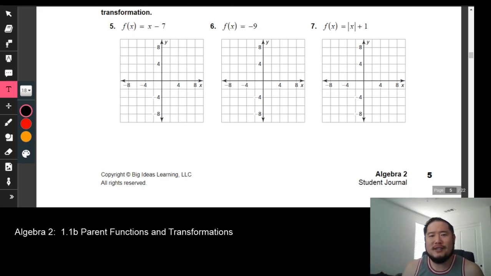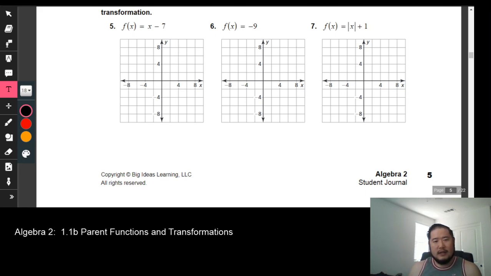All right, we're going to continue section 1.1, and this time we're going to be looking at, or actually being able to graph these parent functions and their transformations. So let's go ahead and take a look at number 5 right here. I look at the equation and automatically there are a few things that stand out.